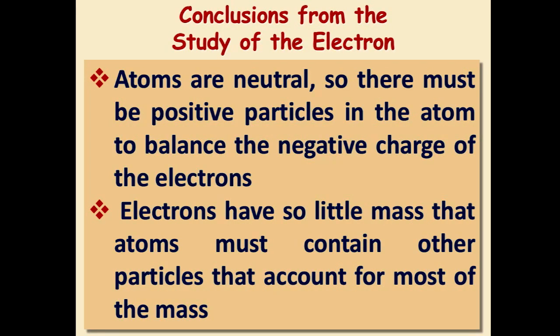Conclusion from the study of the electron. Atoms are neutral, so there must be positive particles in the atom to balance the negative charge of the electron. Electrons have so little mass that atoms must contain other particles that account for most of the mass.